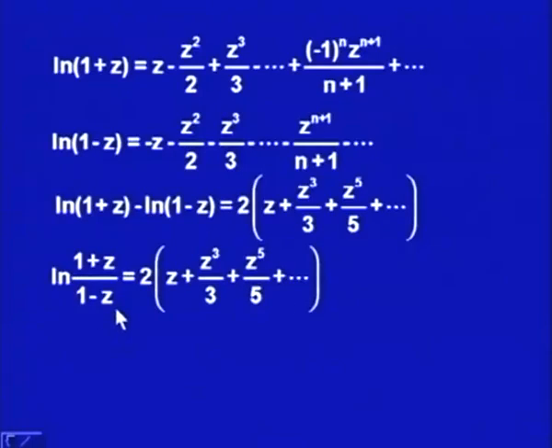So, in this case I have expressed ln (1 plus z) over (1 minus z), this function as a power series in z. So, this is the Maclaurin series for this function. I am not calculating the power series of this function from the basic principle, but I am applying results for the power series of ln 1 plus z and the power series of ln 1 minus z, and I get this result.